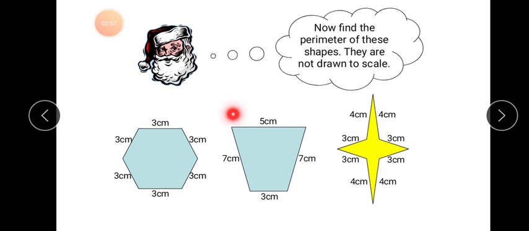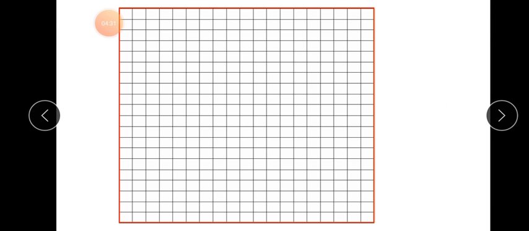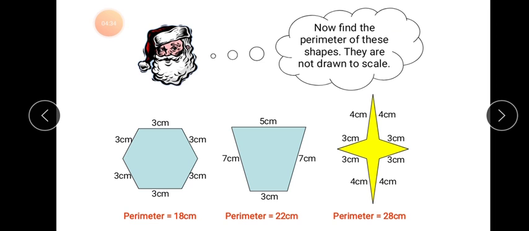So how to find the perimeter? It is in a similar manner. Just add 3 plus 3 is 6, plus 3 is 9, plus 3 is 12, plus 3 is 15, plus 3 is 18. Similarly the second one: 5 plus 7 is 12, 12 plus 3 is 15, 15 plus 7 is 22. The last figure, in the same manner you add all these numbers, you will get the perimeter. So the perimeter here is 28.